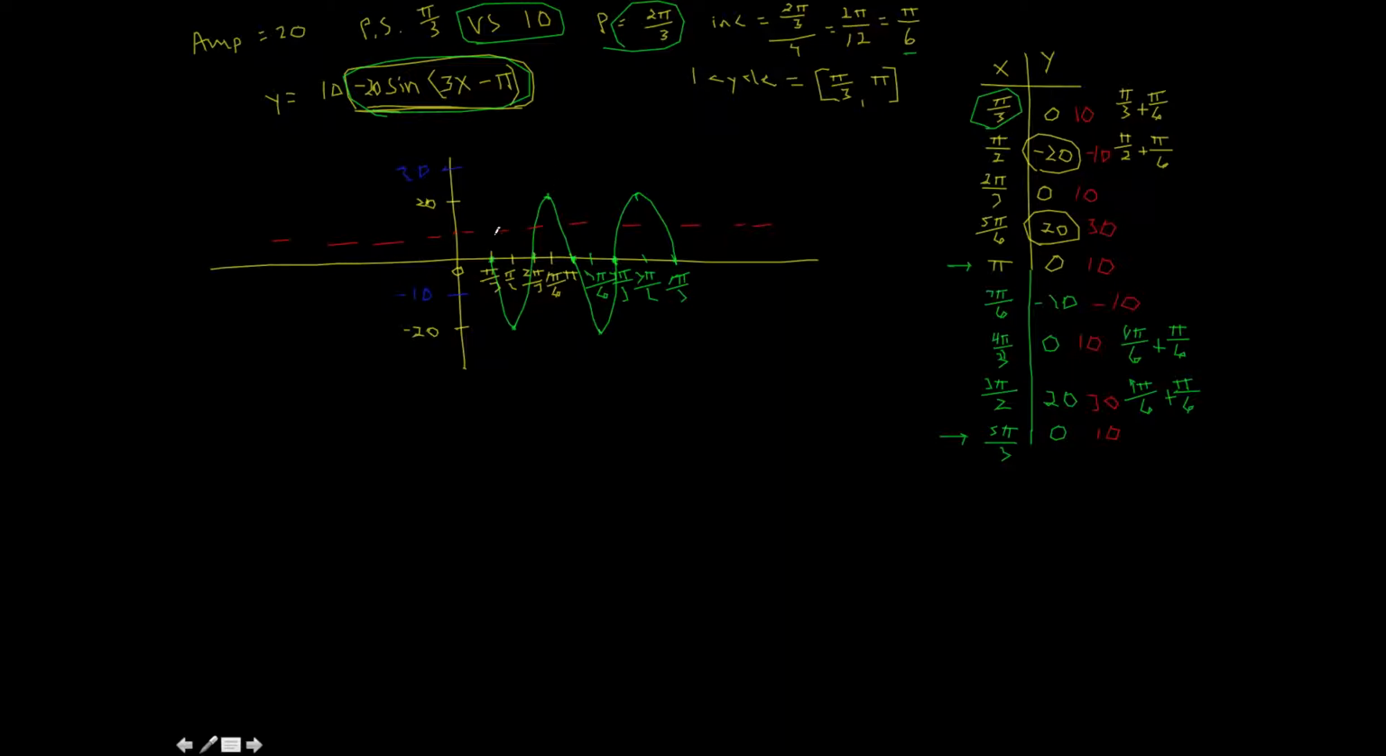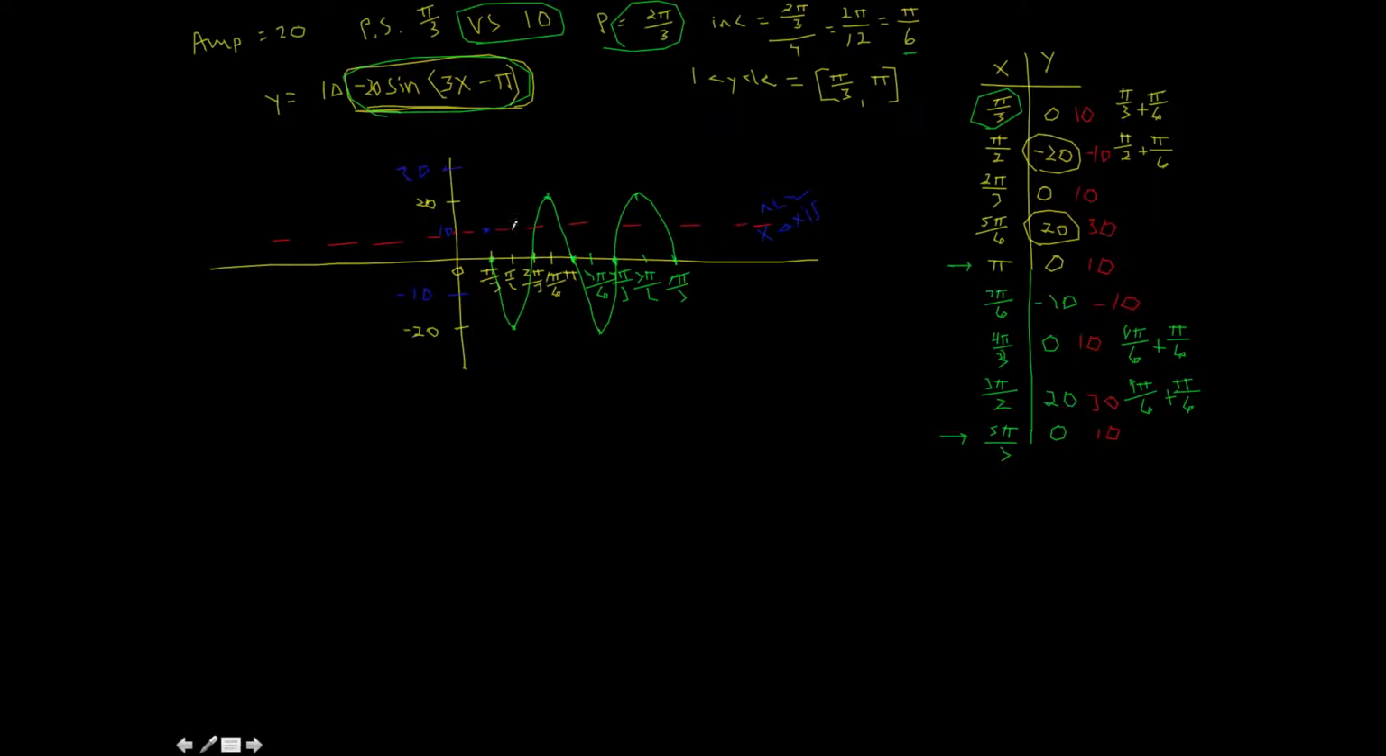So pi over 3, 10 now. Pi over 3, 10. That's the new x-axis. Remember, this is 10 right here. So that's the new x-axis, and I would label it as that. New x-axis. Alright, so pi over 3, 10, that's the new x-axis.